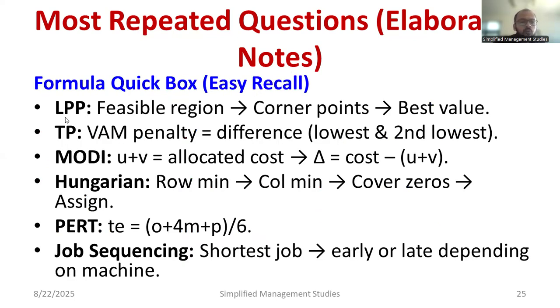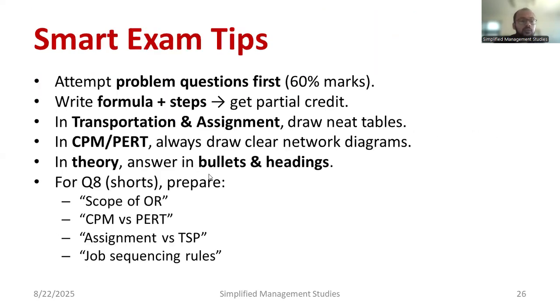Study the following formulas. LPP: feasible region, corner points, and the best value. This is the way to calculate the best value. Similarly, transportation problem: VAM penalty is the difference between the lowest and second lowest. The MODI method is U plus V, that is the allocated cost. Delta is cost minus U plus V. Follow these equations. Hungarian method: row minimum, column minimum, cover zeros, and finally give the assignment. In PERT, you are supposed to calculate the expected time using the following equation. Job sequencing: short job early or late depending on the machine. Kindly focus on this method.